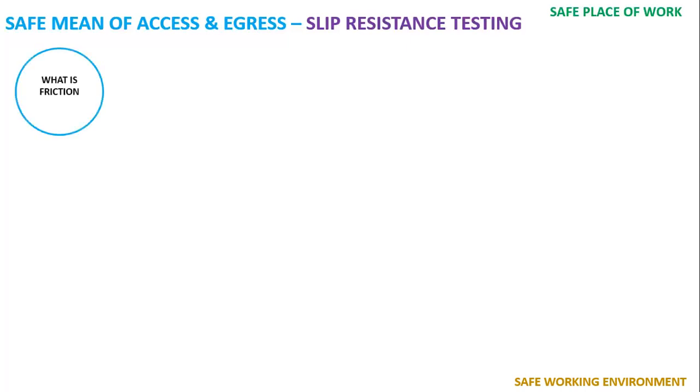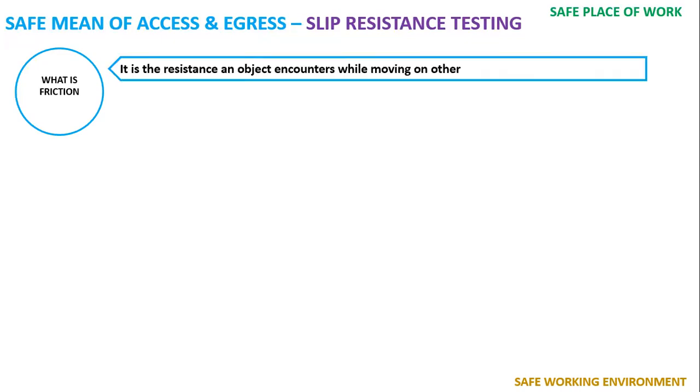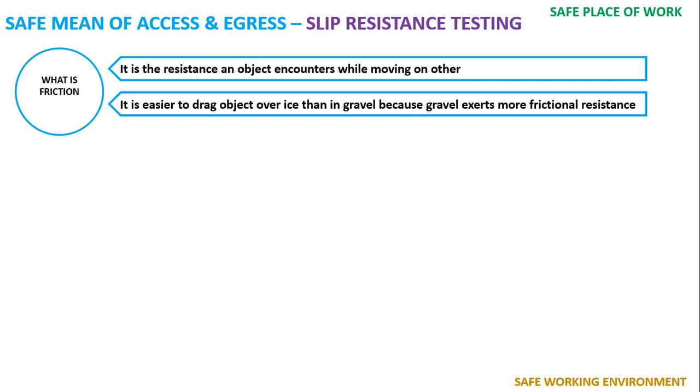Now we will see what slip resistance testing is. To understand this, we should cover some concepts of friction. What is friction? It is the resistance that an object encounters while moving on another. It is easier to drag an object over ice than over gravel because gravel exerts more frictional resistance.